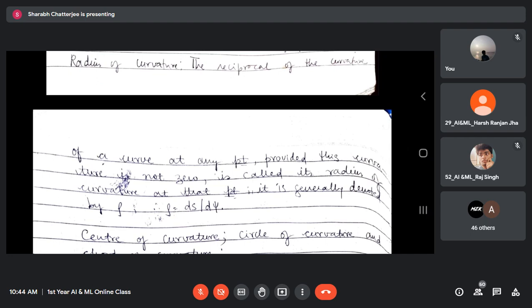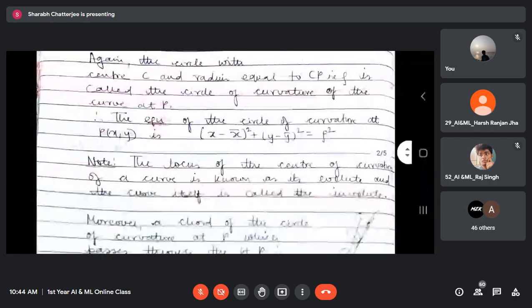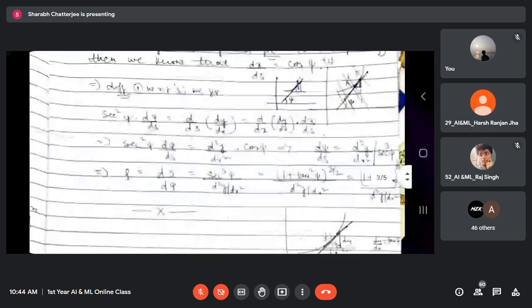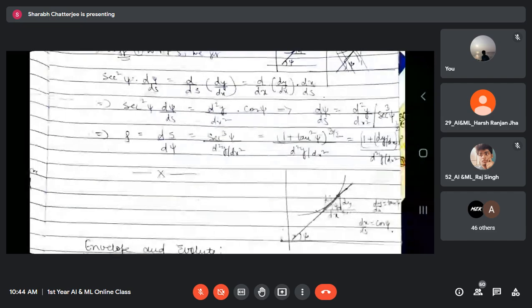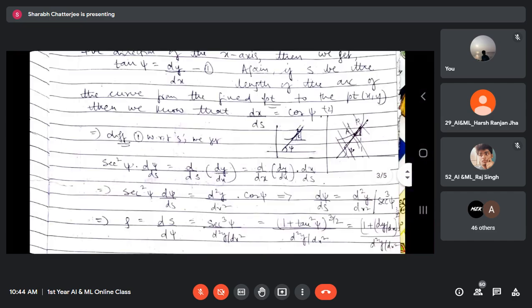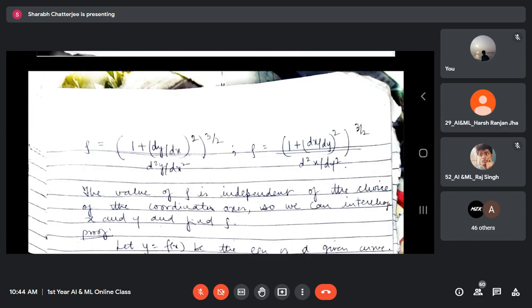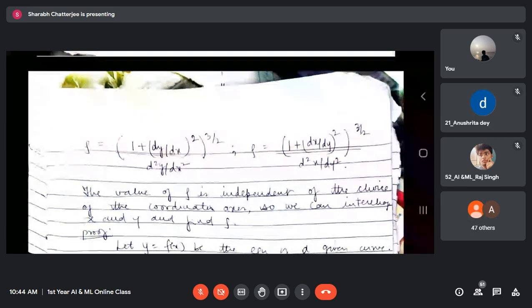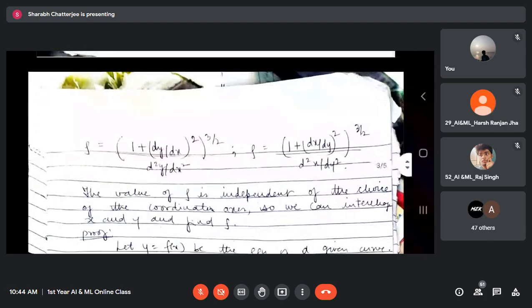But again, we need to find the value of rho. Rho is a standard notation; rho stands for radius of curvature. Now this value we will derive as this. Look at the first one, not the second one. Just the first one.